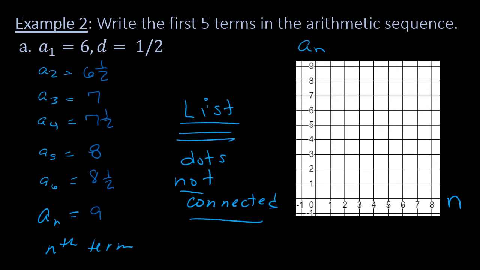So our first term is 6, so I can come over here to 1 and go up to 6. Our first term is 6. Our second term is 6.5. Third term is 7. 7.5. Keep going. 8. 8.5. And you could keep going after that if you wanted to. The seventh term would be 9. And at this point, you're done. Do not connect the dots. You literally have to hold your hand back. I get that, but don't connect them because the sequence represents a list of numbers.